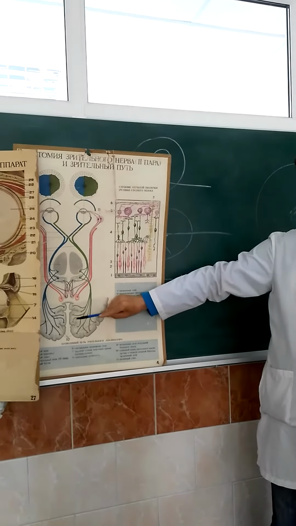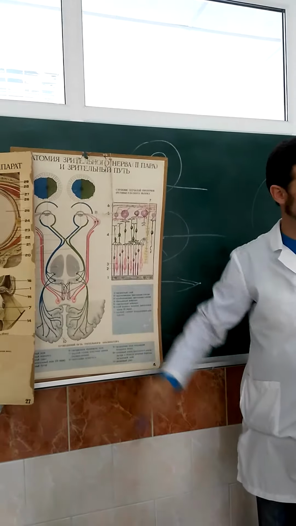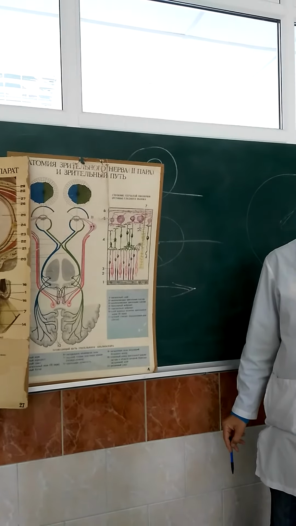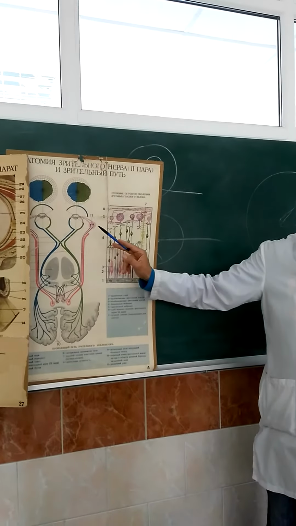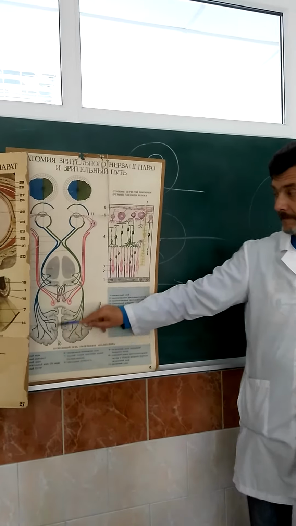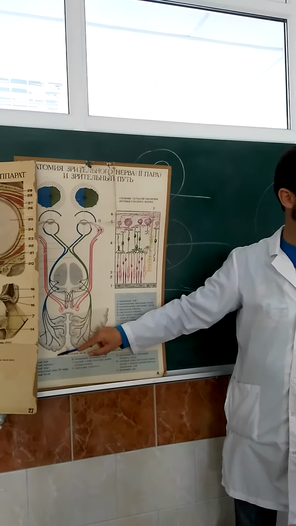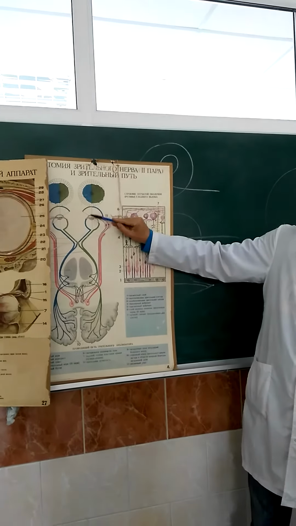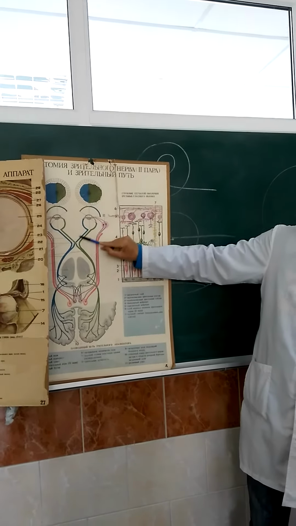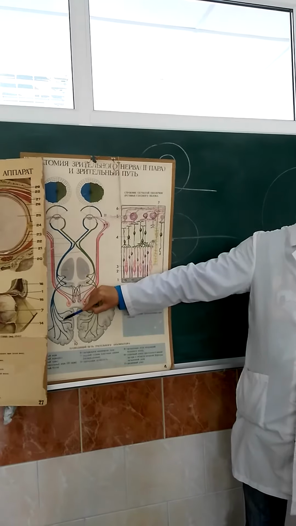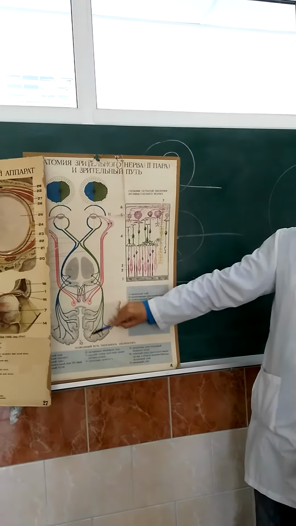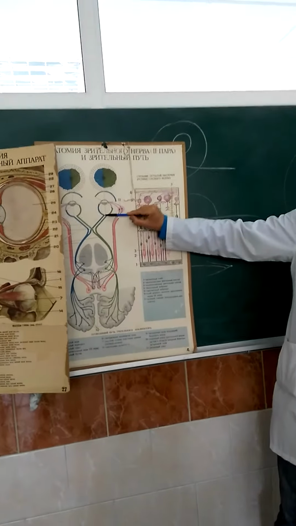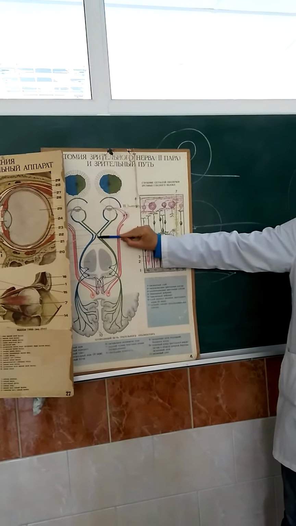And finally, each hemisphere of the brain receives two halves from both eyes. The left occipital lobe receives information from the left half of the left eye and the left half of the right eye. You see the blue color of this pathway. The right lobe receives the right half of the right eyeball and the right half of the left eyeball.